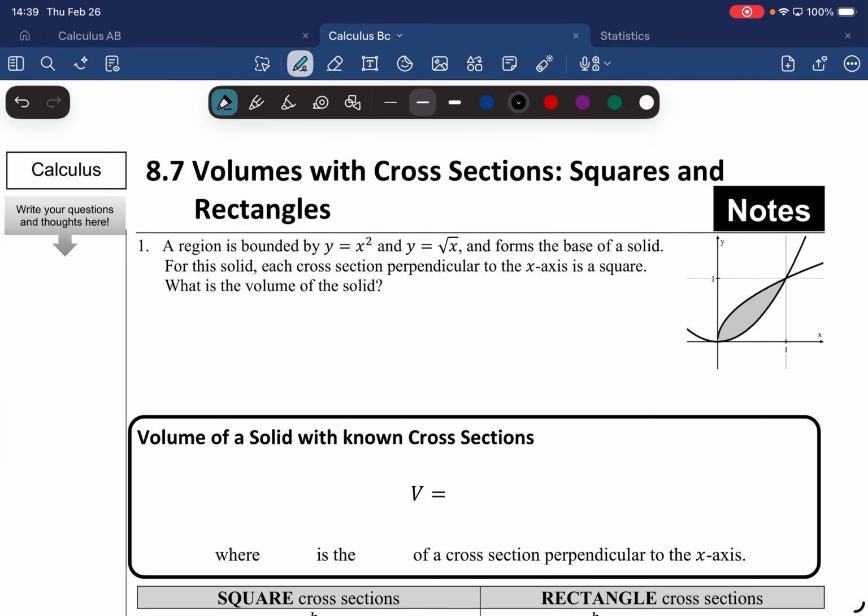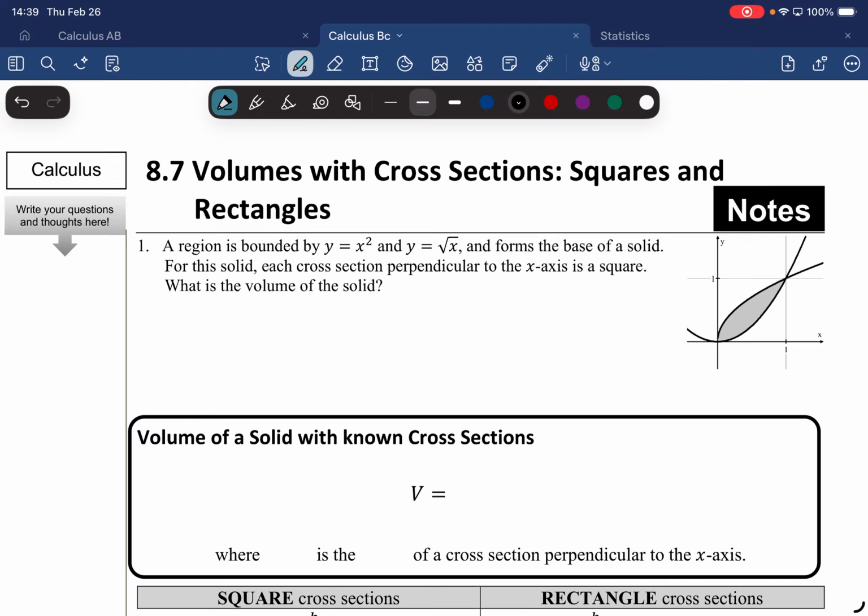Okay, 8.7 notes is volumes with cross sections, squares, and rectangles. So it says a region is bounded by y is equal to x squared and y is equal to the square root of x and forms the base of a solid. For this solid, each cross section perpendicular to the x-axis is a square. What is the volume of the solid?